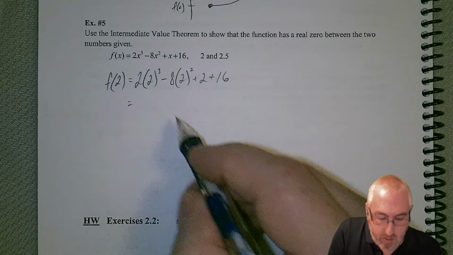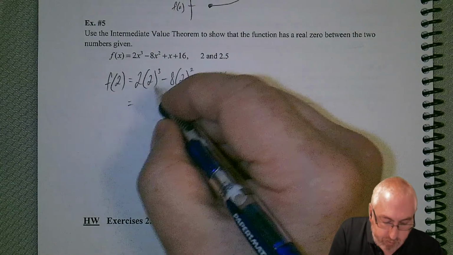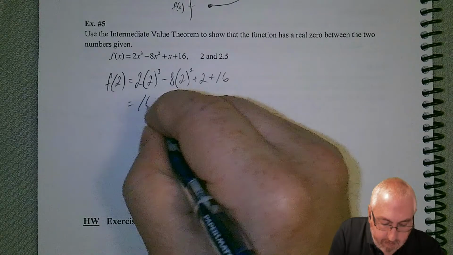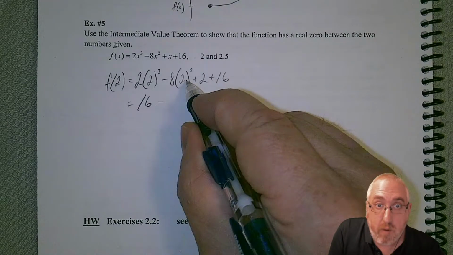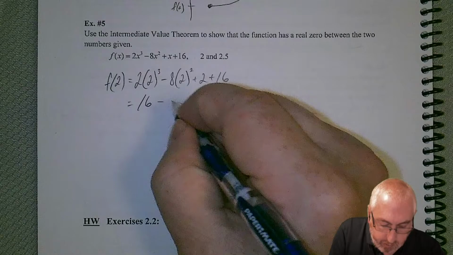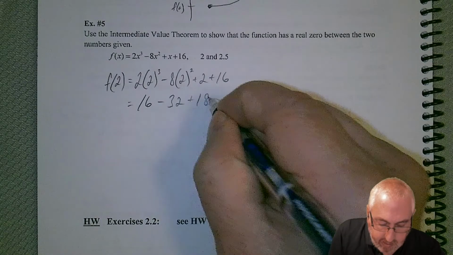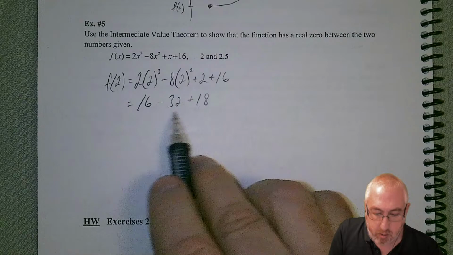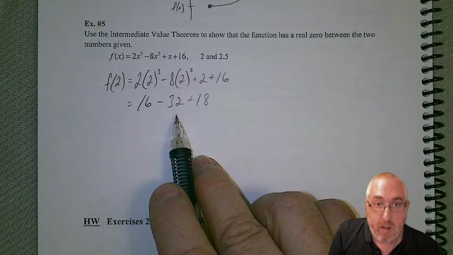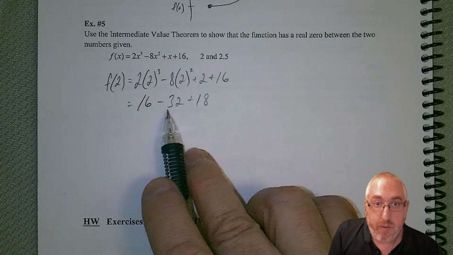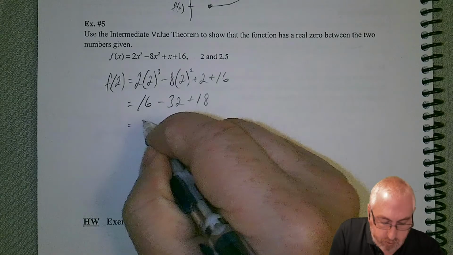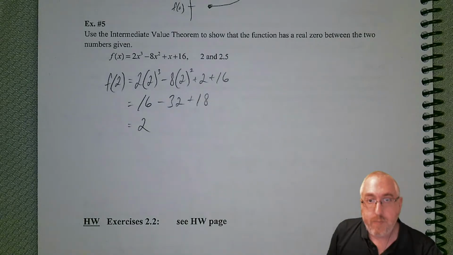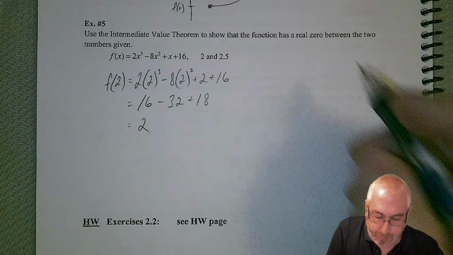So 2 to the third is 8. 8 times 2 is 16. 2 to the second is 4. 4 times 8 is 32. And we can make this an 18. So if we add all that up, 18 and 16 is 34. 34 minus 32 is 2. Okay. What about f of 2.5?